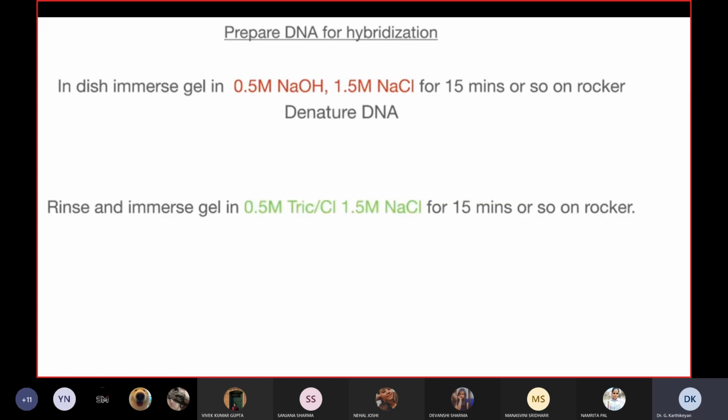And afterwards, you've got to neutralize the sodium hydroxide. And you do that with an equimolar amount of Tris, always keeping the salt present to keep the DNA happy, for about 15 minutes or so on the rocker, and that neutralizes it. Then you proceed to blotting.